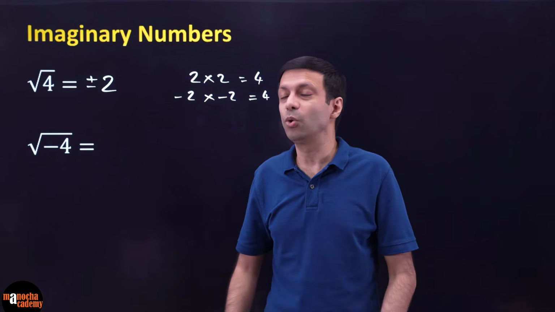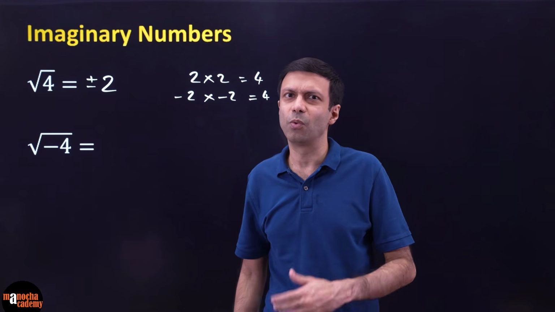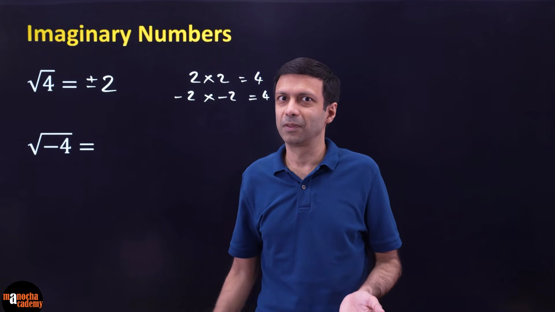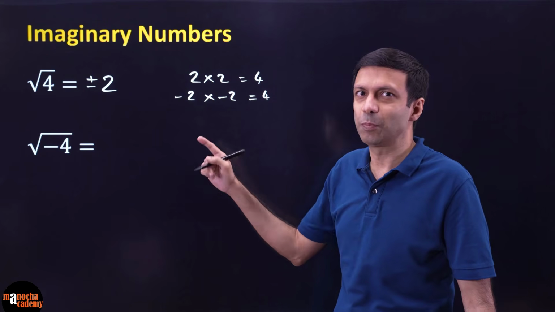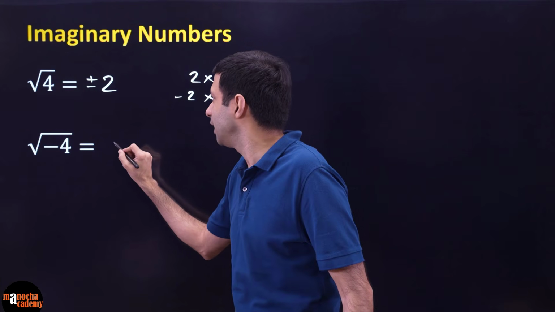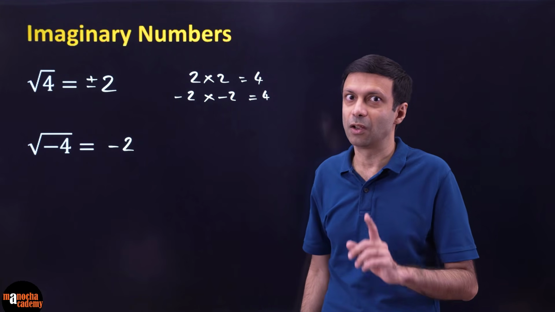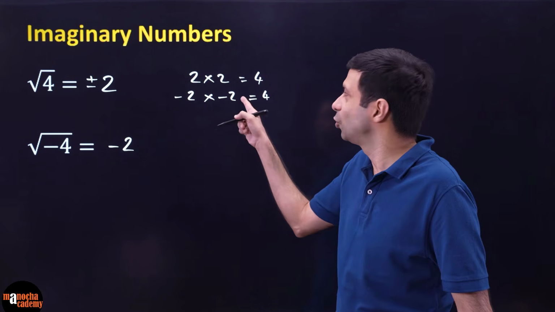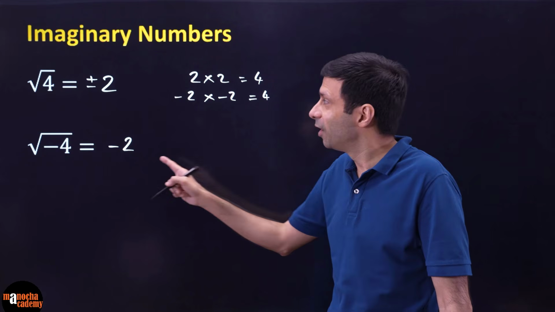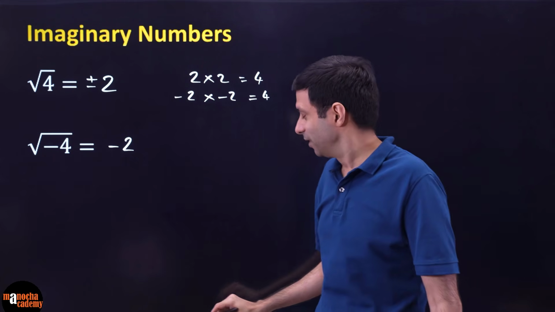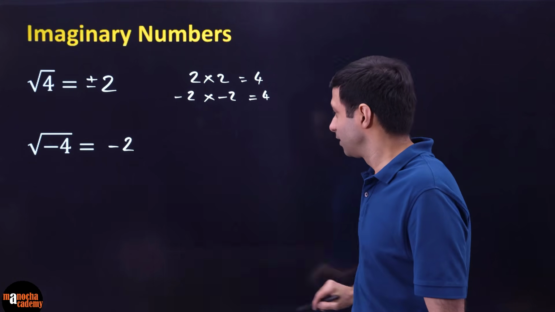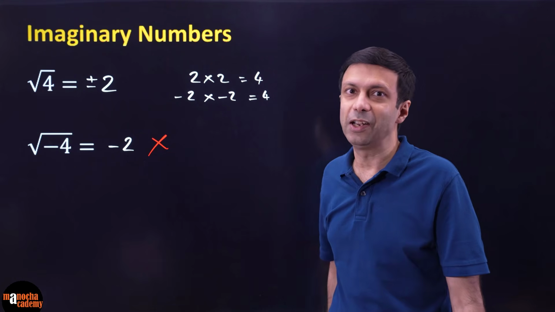So this is simple. But now if I ask you, what is the square root of -4? What do you guys think? Some of you might be thinking that let's pull out that negative sign and the answer will be -2. Is that correct? No, because if you do -2 times -2, the answer is 4. But we want -4. So this is definitely wrong.